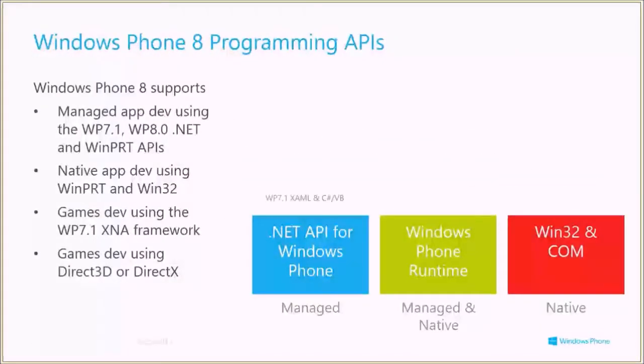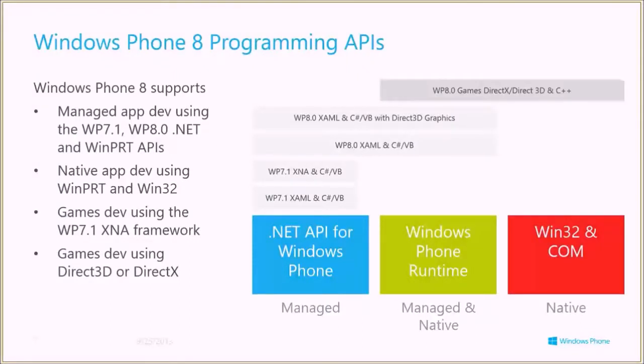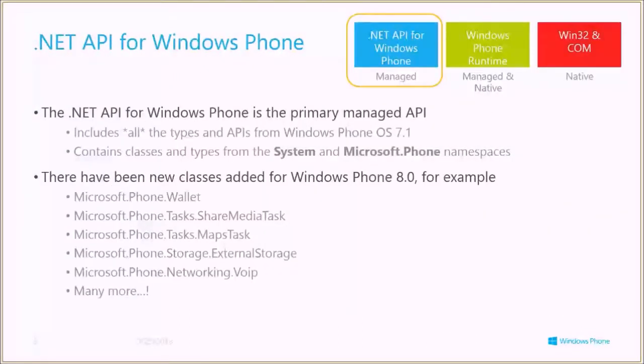We've got also .NET APIs. For Windows Phone, this is the primary managed API. It includes all the types and APIs from Windows Phone 7.1. We've got also some new spaces like the wallet, shared media task, maps task, external storage, voice over IP, lots of things that you can use, and lots of managed code that you can use from the .NET on Windows Phone. However, we've got something called Windows Phone Runtime APIs.